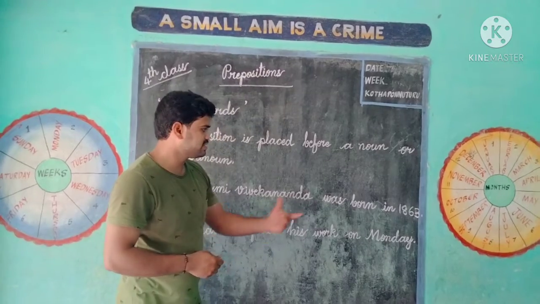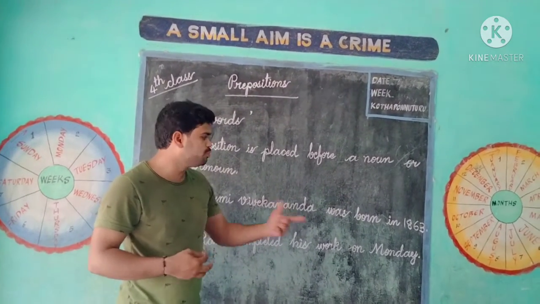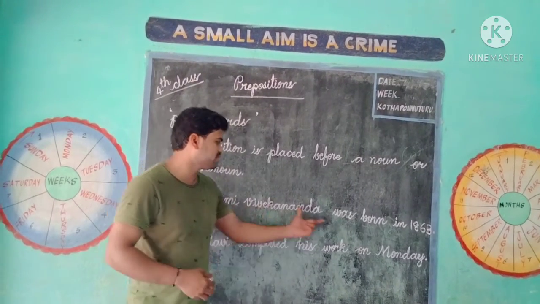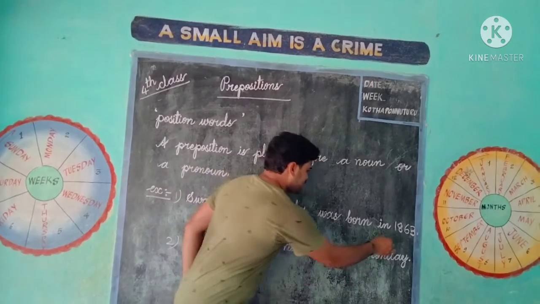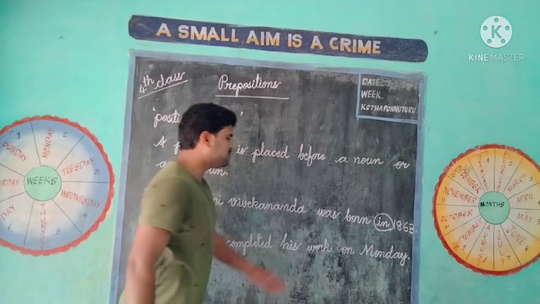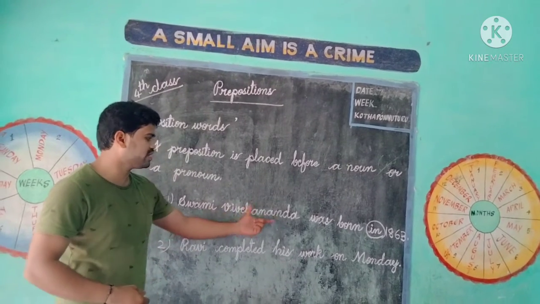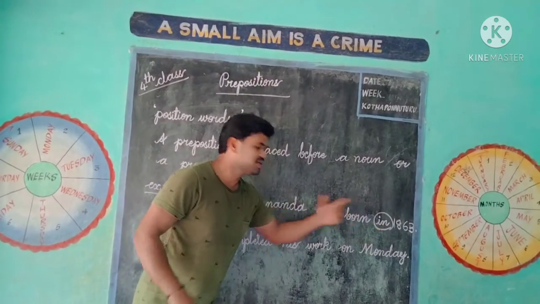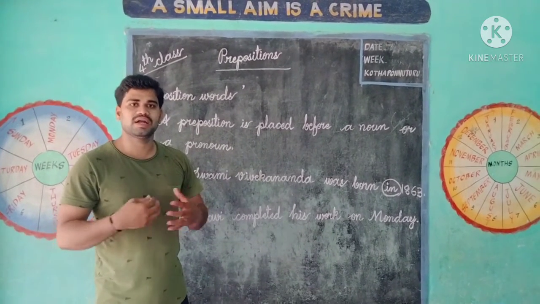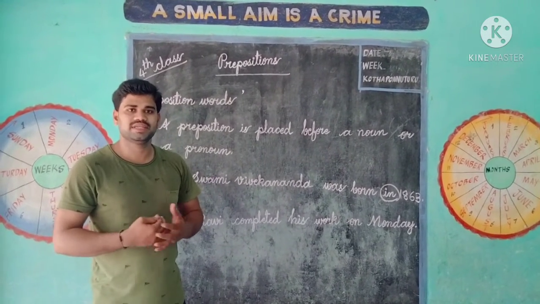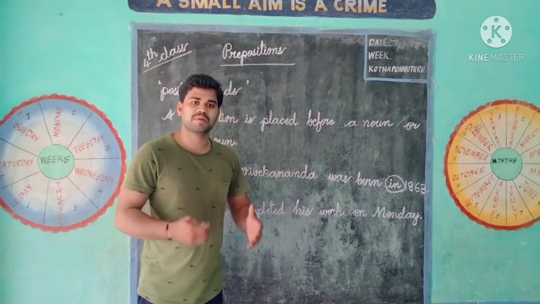In this sentence, there is a word that links or connects two parts. The first part is Swami Vivekananda was born, and the second one is 1863. That is in. Here the word in links the two parts. The word which links or connects the words or phrases in a sentence is called a preposition. Here, in is a preposition.